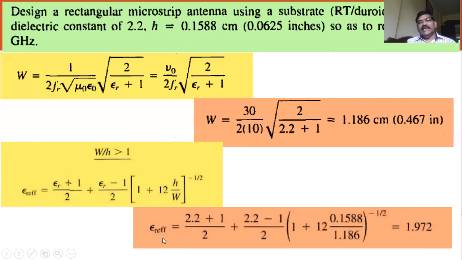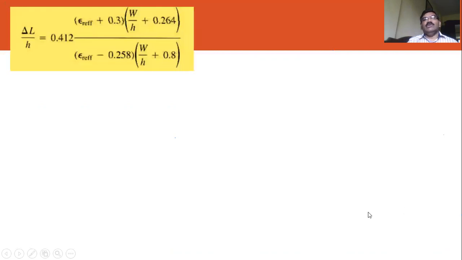The effective dielectric constant will always be less than the actual dielectric constant. Epsilon R is 2.2, and the effective dielectric constant is less than that, 1.9. If it is greater, then something is wrong in your calculation, so verify it. So the effective dielectric constant is calculated. What remains is the calculation of L.